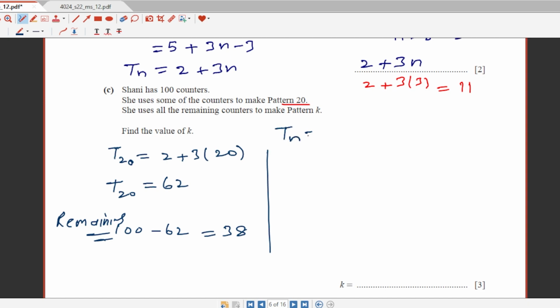The general expression is Tn equals 2 plus 3n. She has 38 counters. We need to find the pattern K. 2 plus 3k equals 38. 2 should be subtracted on the other side. 36 equals 3k and k equals 12. It means she had made pattern 12.